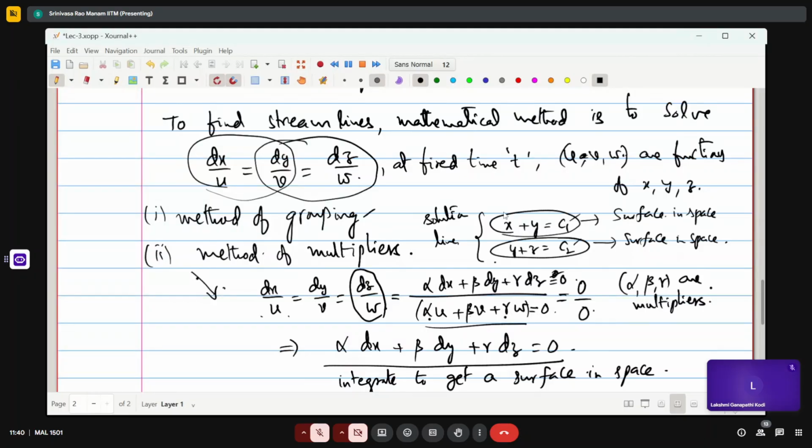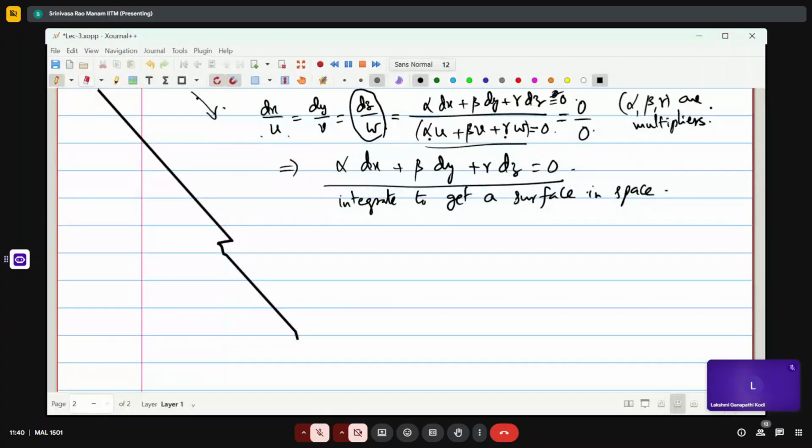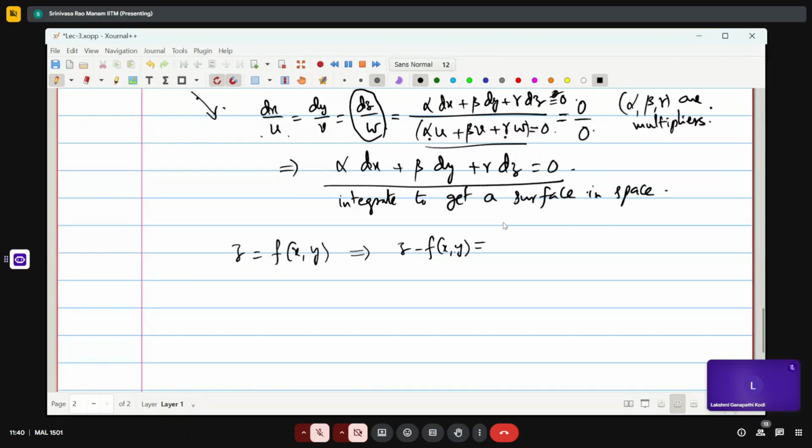Yes, sir. How do you represent a surface? Let me write it. So z equals f of x, y, parametric curves. This is the same as z minus f of x, y equal to 0, so this whole thing looks like F of x, y, z. This is called an explicit surface, and this is called an implicit surface.